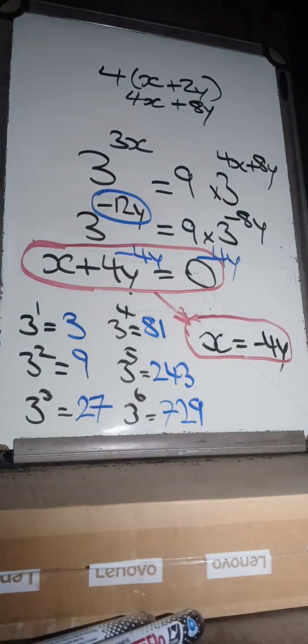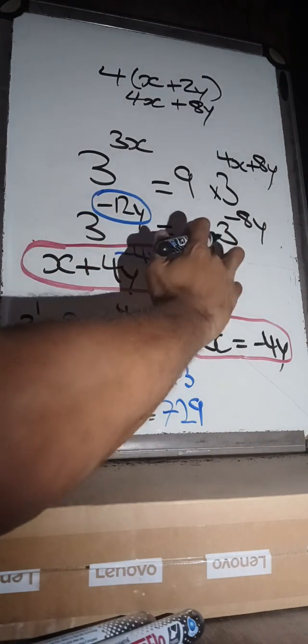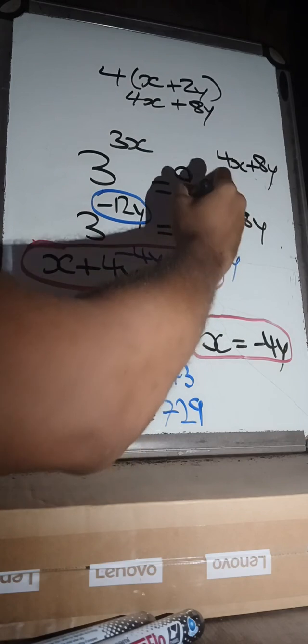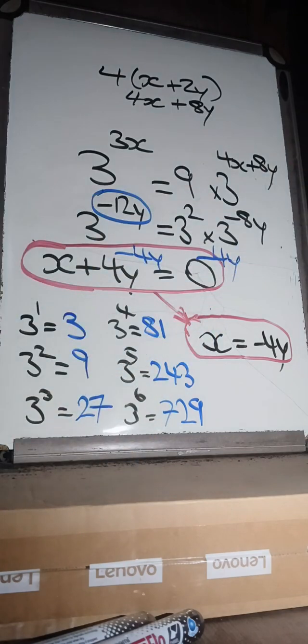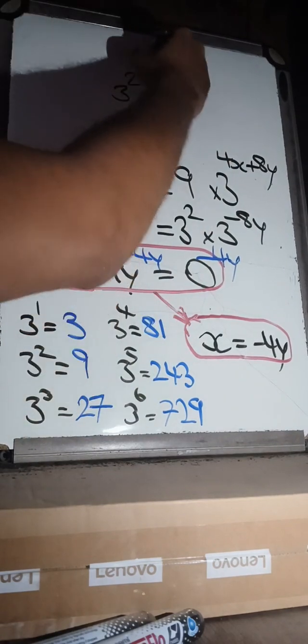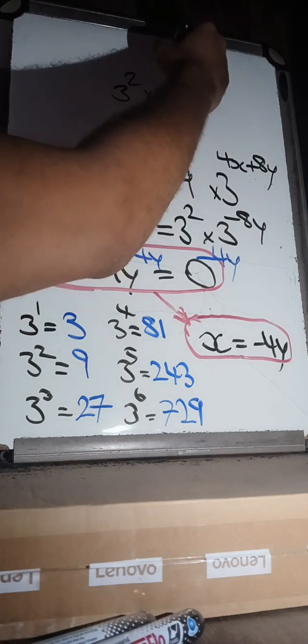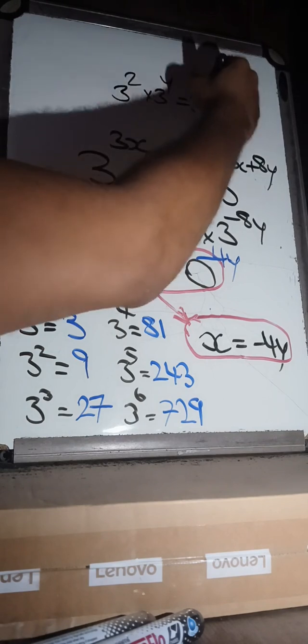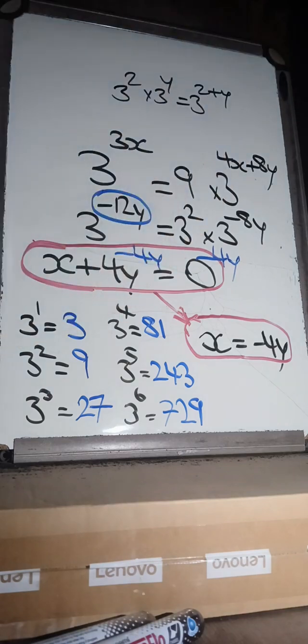Now nice, because when we multiply 3 to the 2 by 3 raised to the minus 8y, when we group it together it becomes 3 raised to the 2 minus 8y. And this is according to the indices rules, right? So for example, if you have 3 to the 2 times 3 to the, let's say, y, it becomes 3 to the 2 plus y.